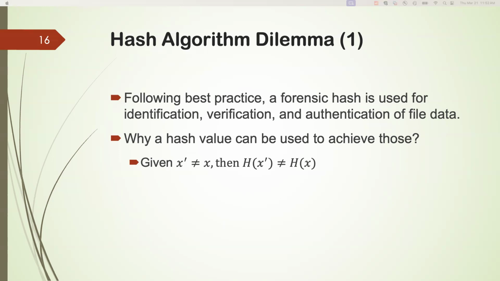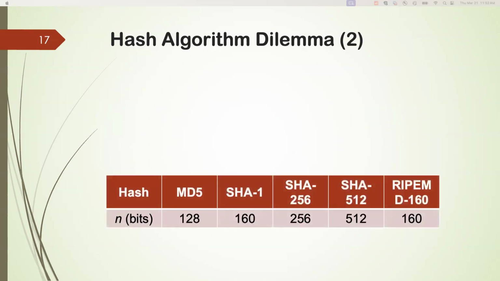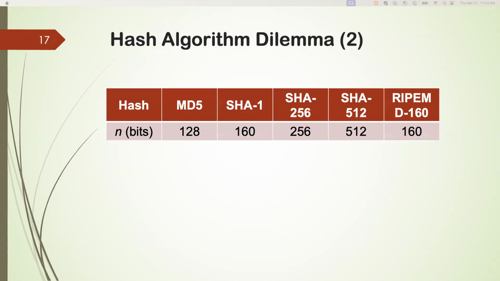Because if two files can produce the same hash, then it is possible that you're looking for file X, but you found file Y, which is not related to your case and doesn't prove anything. So hashing is not always perfect. It has issues as well. And the issue is called data or hash collision, that two different files might produce the same hash.